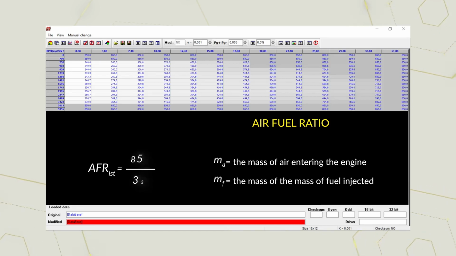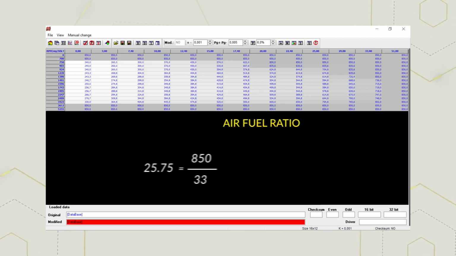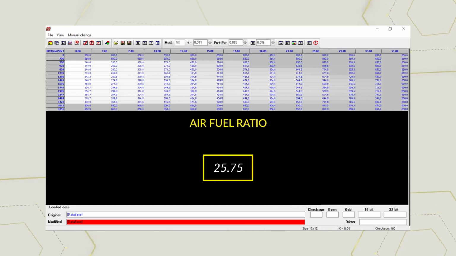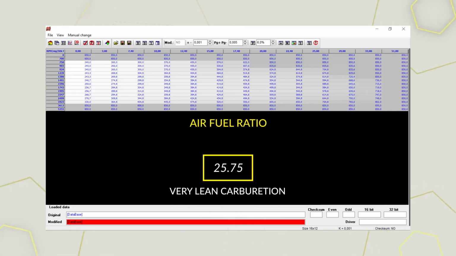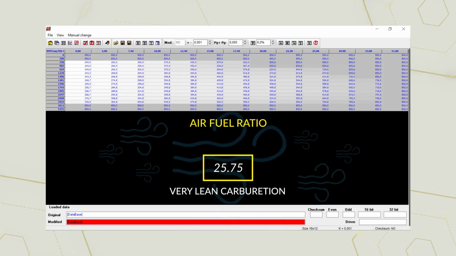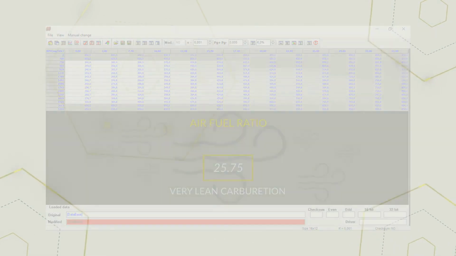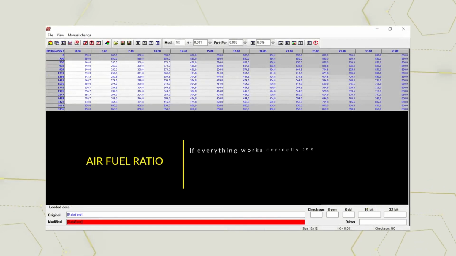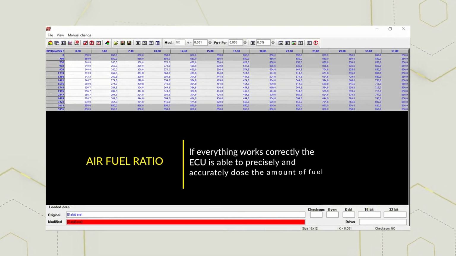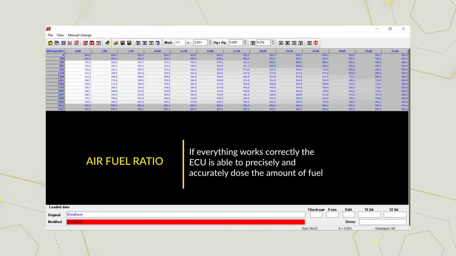Applying the formula to our example, we find that the instant air-fuel ratio is equal to 25.75. As we know from our previous meetings, this value corresponds to a very lean carburation, therefore, in an excess of air. If, on the other hand, everything works correctly, in addition to the MAF sensor, thanks to some specific calculations performed internally, the ECU is able to precisely and accurately dose the amount of fuel.